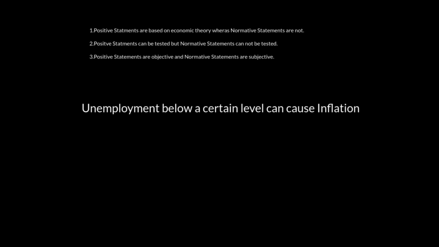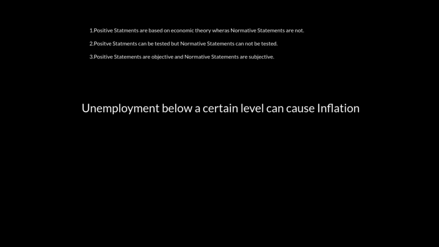Now let's look at this third example. This example says that unemployment below a certain level can cause inflation. So let's move on to the first rule. Positive statements are based on economic theory. So this one is true because we have studied this in economic theory that if the unemployment rate is a bit too low, and we'll discuss what too low really means, then it can cause inflation, because this will happen due to demand pull inflation. If unemployment is a bit too low, it's going to increase aggregate demand, and then aggregate demand may cause demand pull inflation.